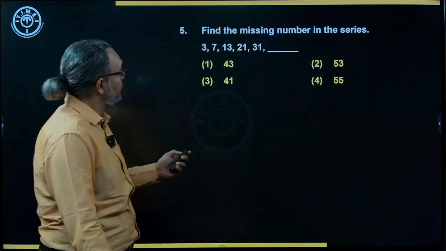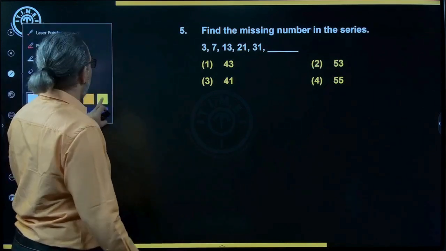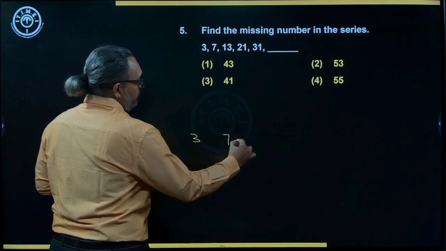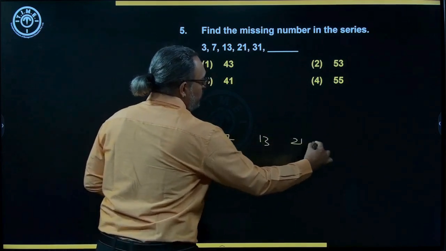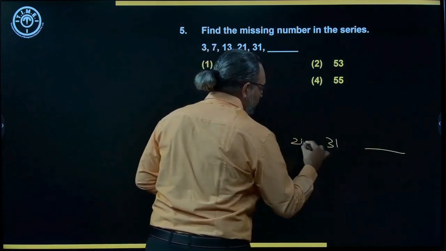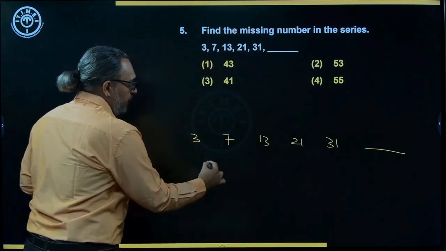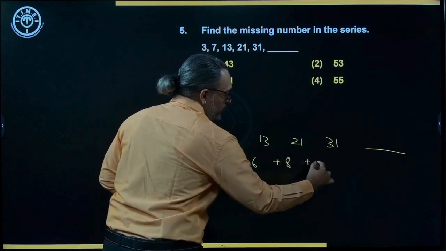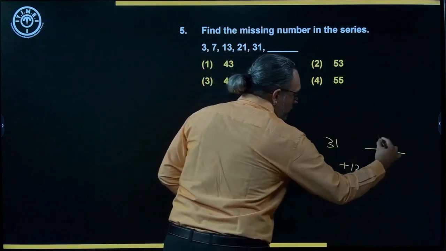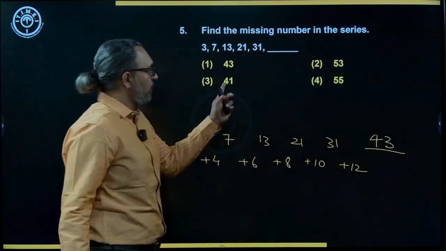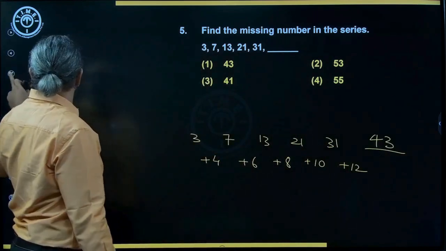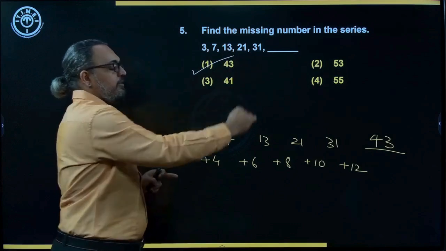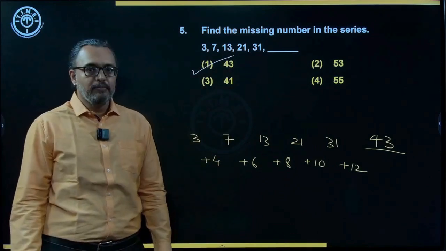Then next, we have 3, 7, 13, 21, 31, blank. Here again addition: plus 4, plus 6, plus 8, plus 10, so this is plus 12, so we get 43. That is available in choice 1.